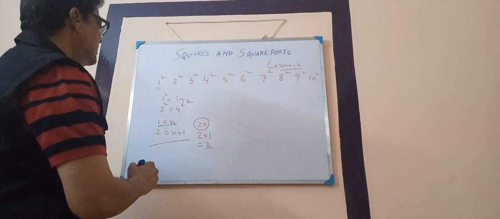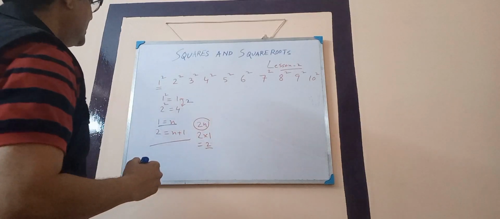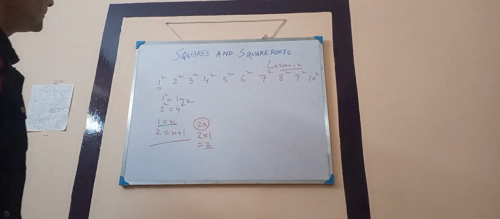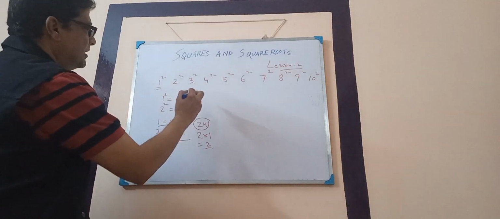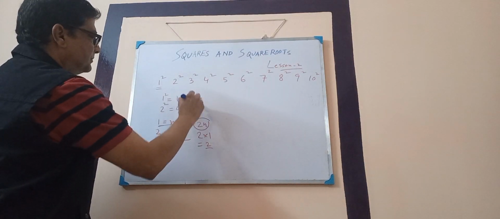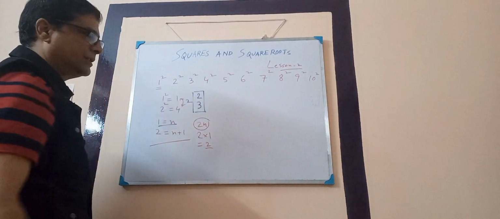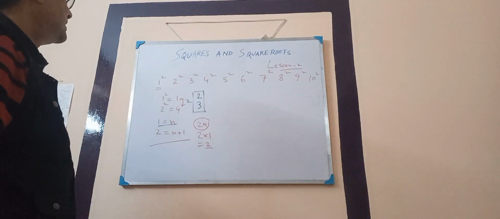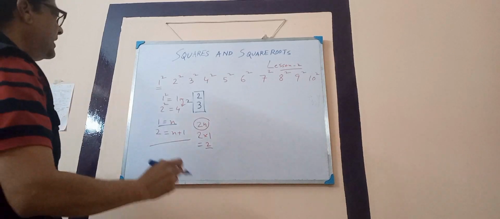What are the numbers in between 1 square and 2 square? There are two numbers. They are 2 and 3. Got it? I think this is clear with you. Okay. Now let us do the next one.